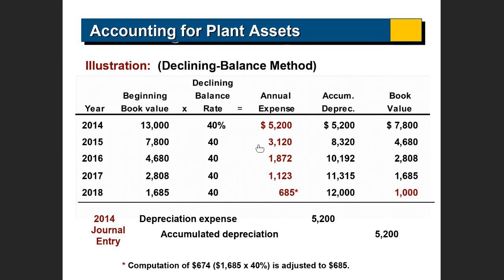Say that again. Why do you take the double? Yes. It's double because it's double the straight line. 40% is double of the straight line. Straight line is 20%. Double is 40%. That's why it's called double. In 5 years, but the double, we're using 40%, right? Same 5 years. We're using 40% until we reach the salvage value.